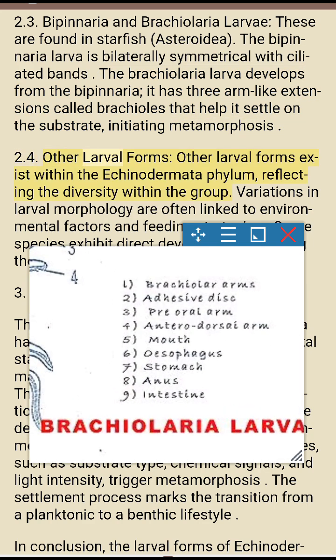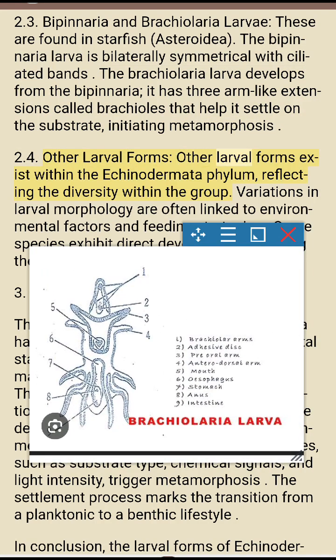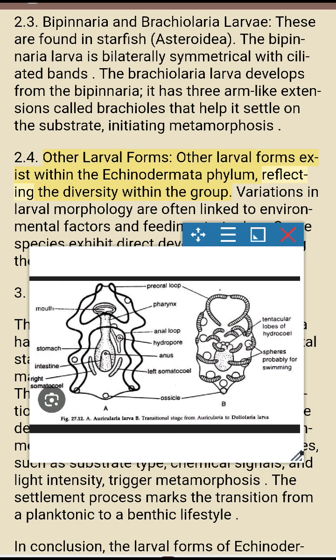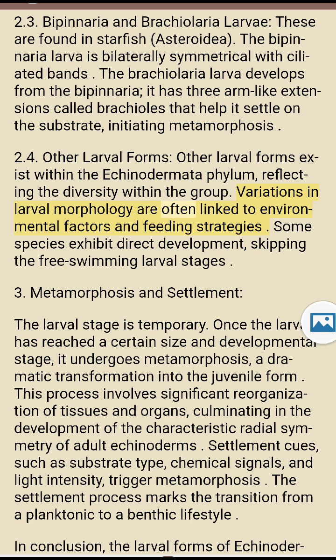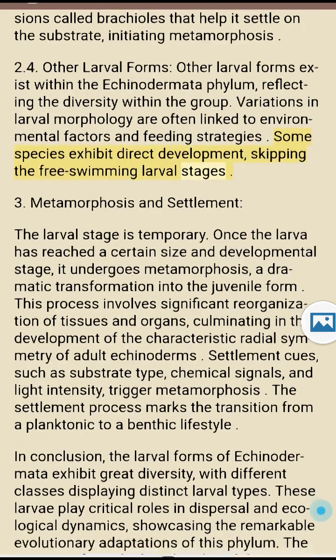2.4. Other larval forms. Other larval forms exist within the Echinodermata phylum, reflecting the diversity within the group. Variations in larval morphology are often linked to environmental factors and feeding strategies. Some species exhibit direct development, skipping the free-swimming larval stages.